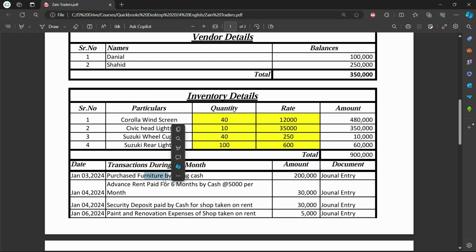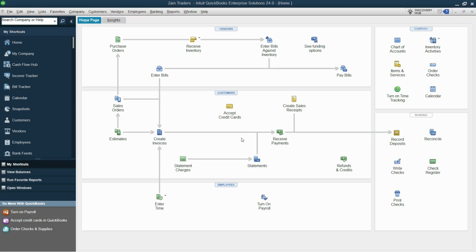Paying for the office furniture, because this is not connected to the main course of business, right? So purchasing office furniture, the advance for rent, the security deposit for the shop, the paint and renovation expenses, all the other expenses which are not connected to the direct trade of the business are non-trading activity. Just remember that trading activities are all handled in the customer and supplier sections. We have the proper area to enter the invoice, sales order, purchase, receipt payment, sale receipts, and enter bills.